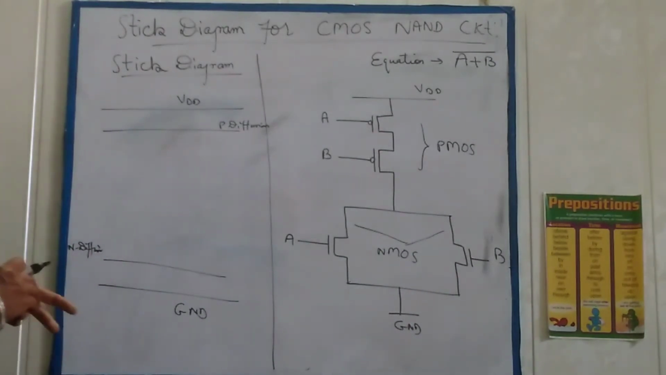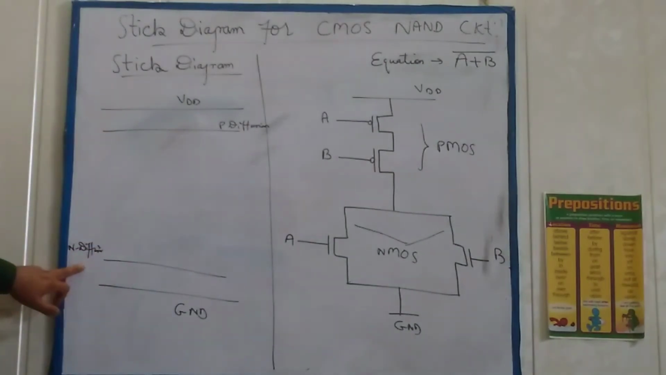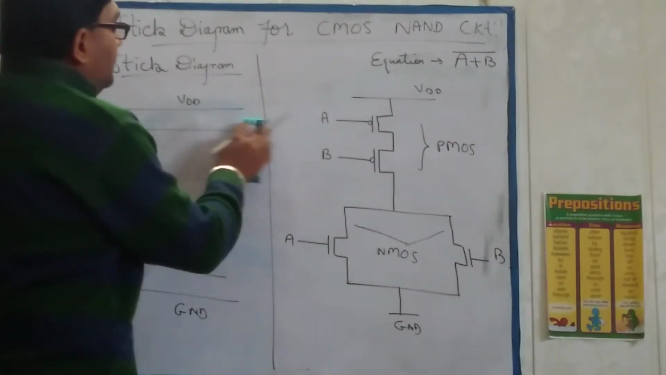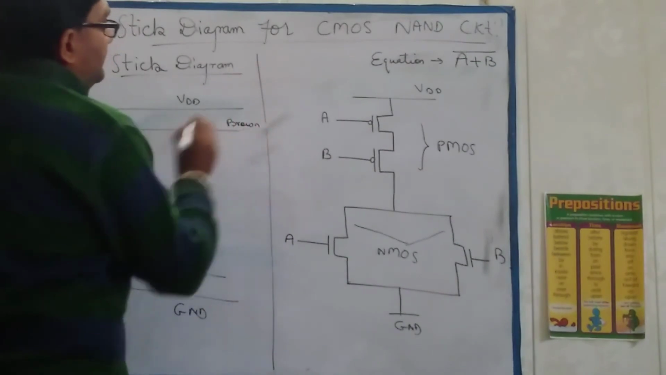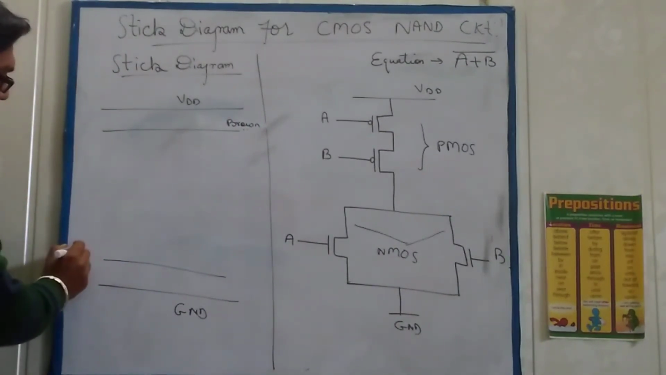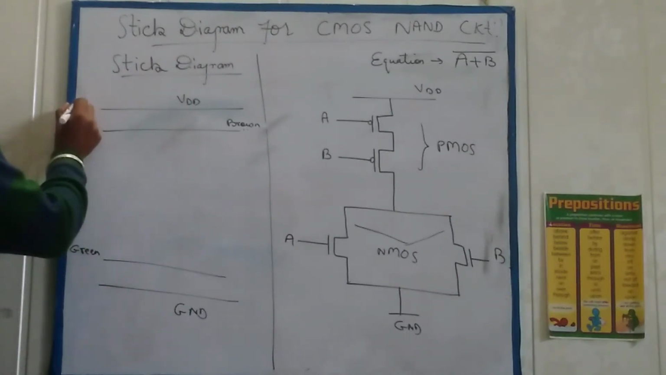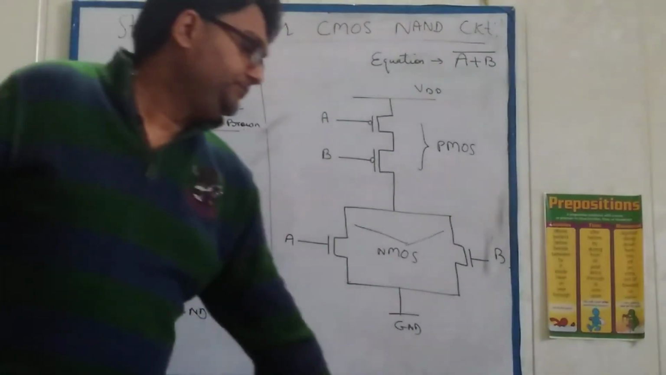Okay, so basically this is your brown line and this is your green line, right? For P diffusion it should be brown, so it is better to mark it with a color. This is the brown color for the P diffusion, and this line is a green line for the N diffusion, right? So this line is blue for VDD and ground. These lines are made up of blue color.